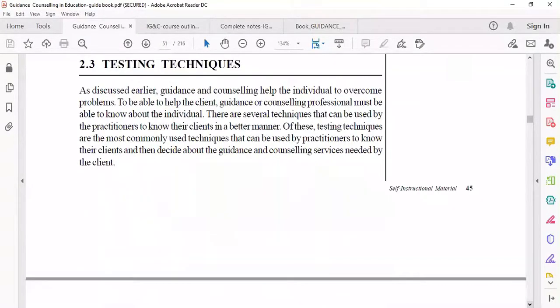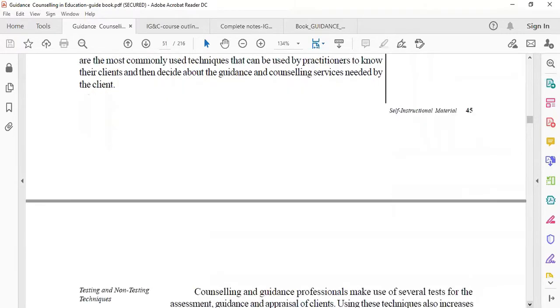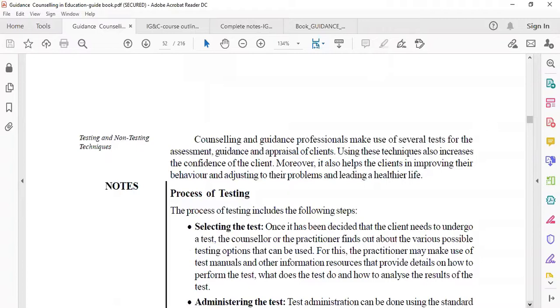Now we will go to the testing techniques. That is the most important point that is to be covered. As I've told you, there are non-testing and testing techniques. Two types of techniques are used when we are providing counseling to our students. And professional counselors have a variety and a long list of testing techniques.